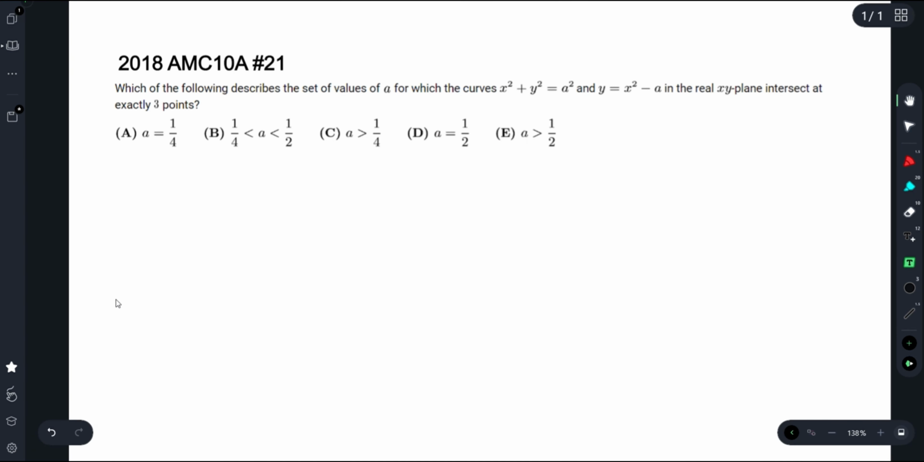Hello guys, today I'm talking about the 2018 AMC10A number 21. Which of the following describes a set of values for a for which the curves x squared plus y squared is equal to a squared and y is equal to x squared minus a in the real xy plane intersect at exactly 3 points.